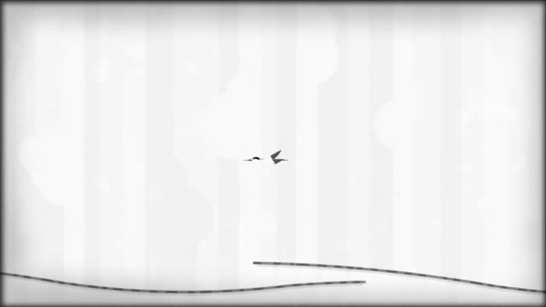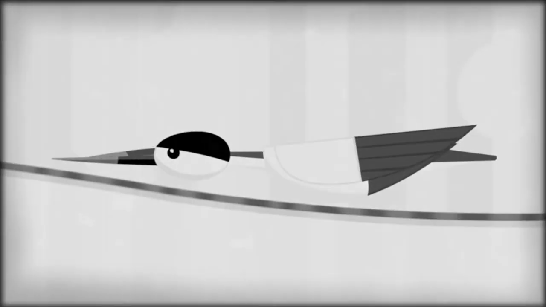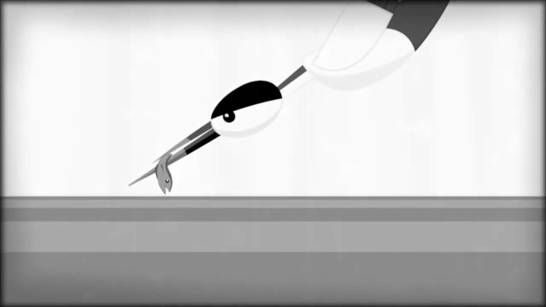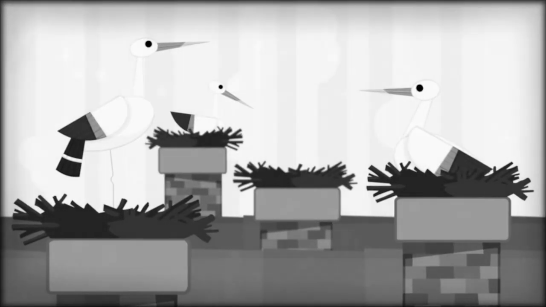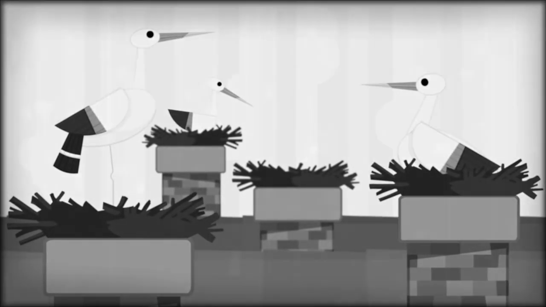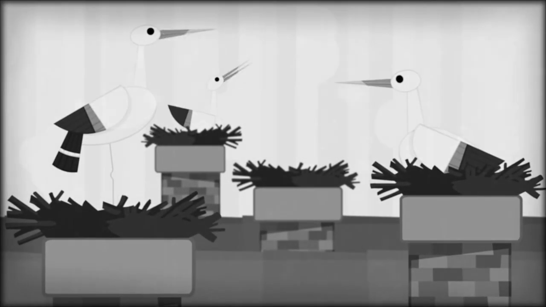The skimmer feeds by dipping its elongated lower mandible into the water as it flies. When it hits a fish, the bill snaps shut and off it flies. Storks are well known for making their large nests in chimney tops. They make a noisy ruckus with their beaks.